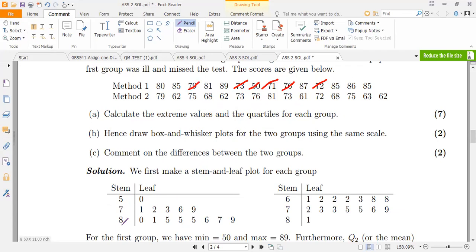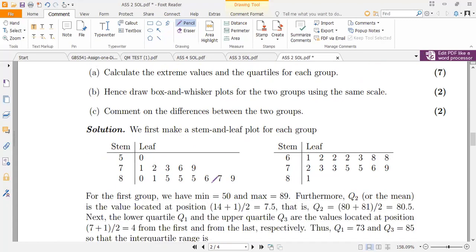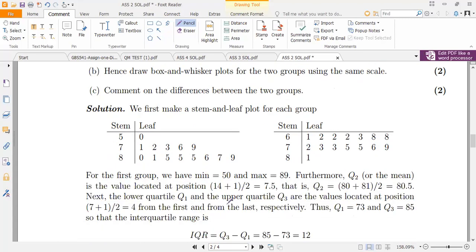We go to the 80s. We have 80, 80, 81, 85, another 85, another 85. Okay. So 85. So just following that. Then 87, this one, and 89. So we'll make sure that they're 14. 1, 2, 3, 4, 5, 6, 7, 8, 9, 10, 11, 12, 13, 14. Okay.